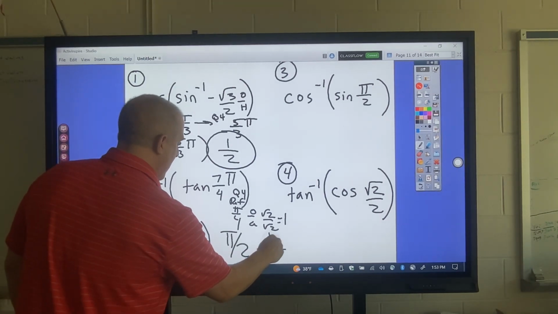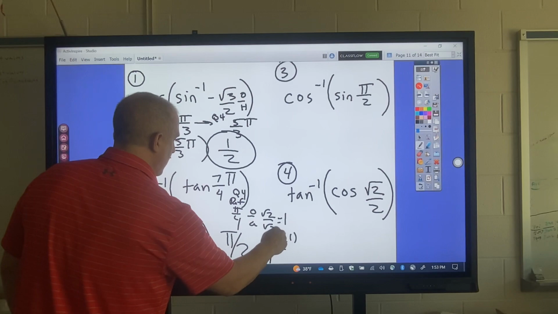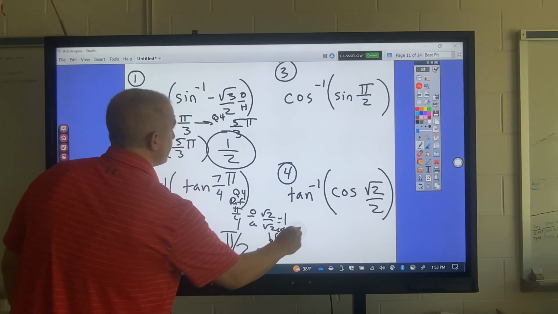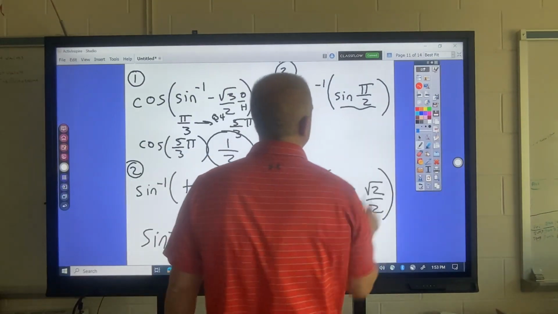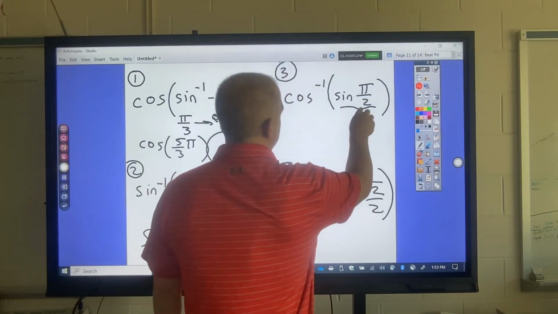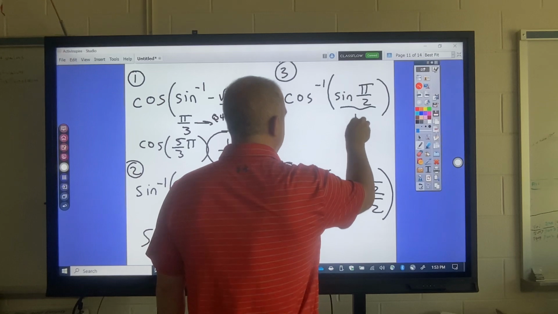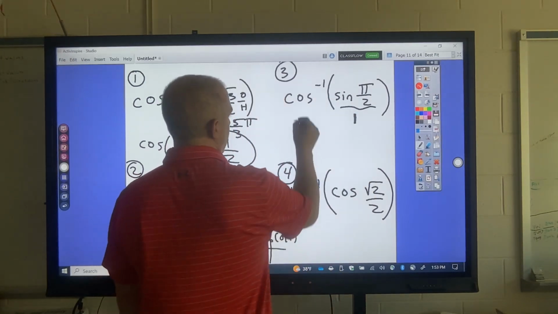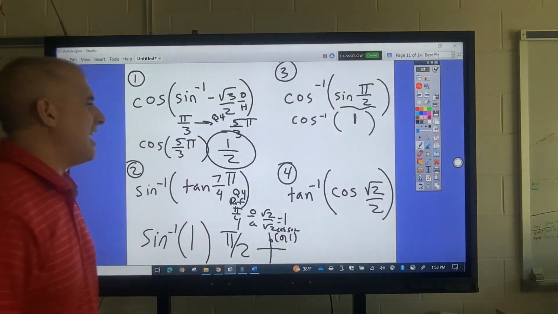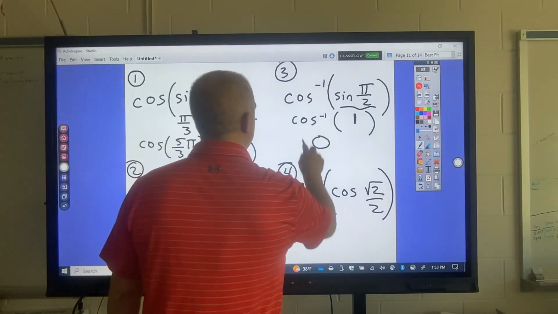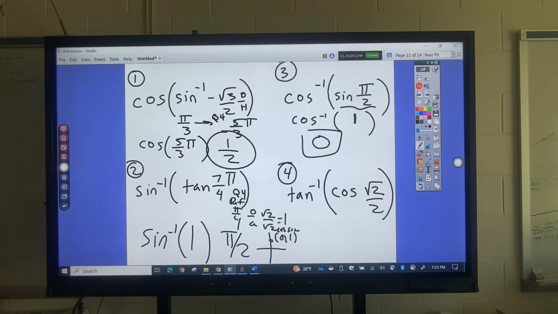Well, that's going to be on an axis point of pi over 2. Because remember, on that axis point, that's 0, 1, cosine and sine. Sine of pi over 2, that's on an axis point, and so that's going to be 1. So I got cosine of 1. Well, where is that going to happen? That's on an axis point. That's going to be 0.